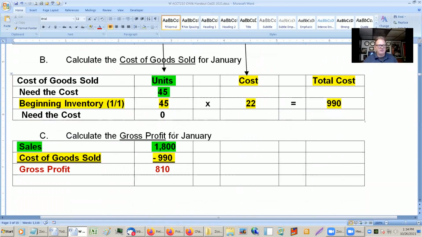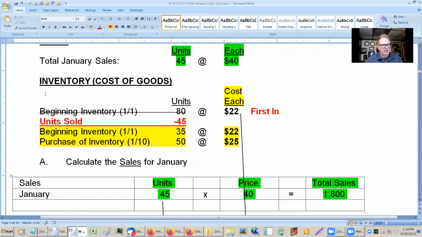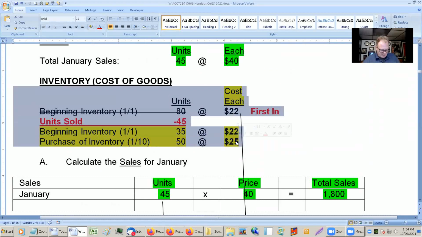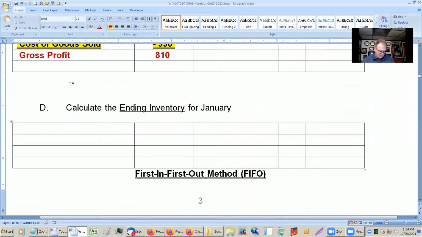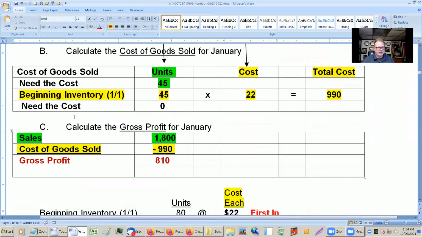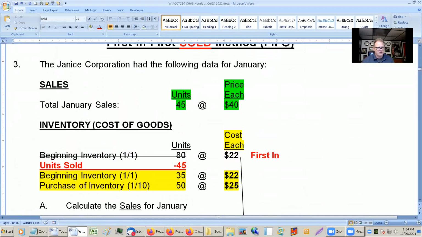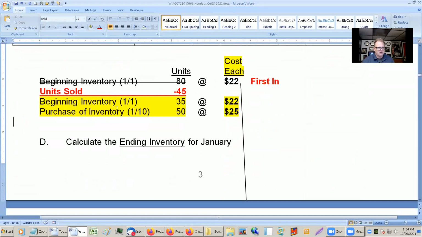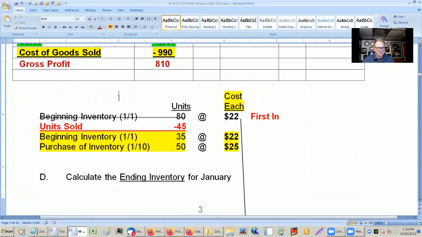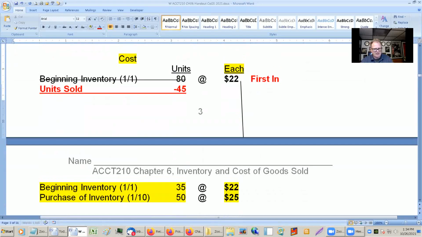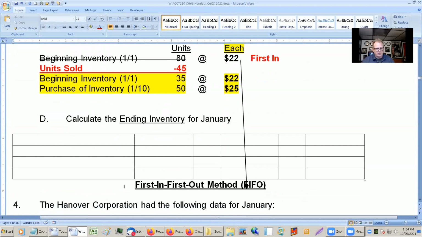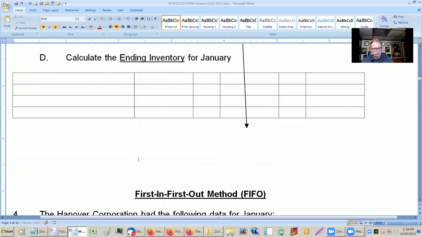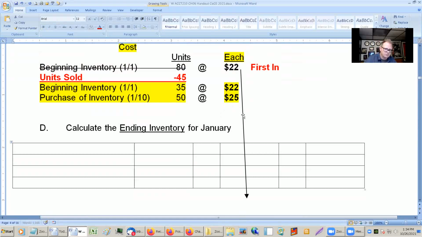So going down here to the ending inventory, I'm going to copy this down here. It just occurred to me that I'm going to need this. I just want to get this on the same screen. Okay, so ignore this one.